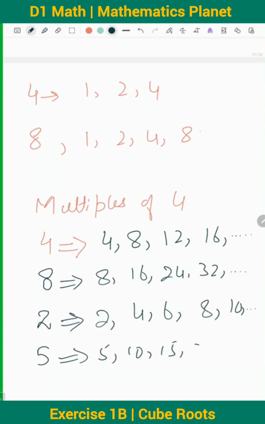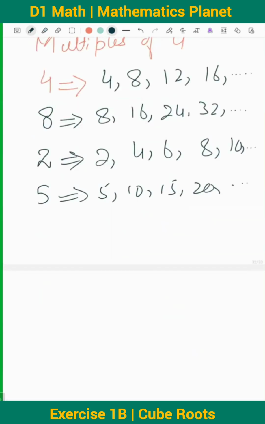Can everyone understand the difference between multiples and factors? What is the difference between multiples and factors? Can someone explain to me? Factors are the numbers in which the tables come in, and multiples are the numbers the tables have.